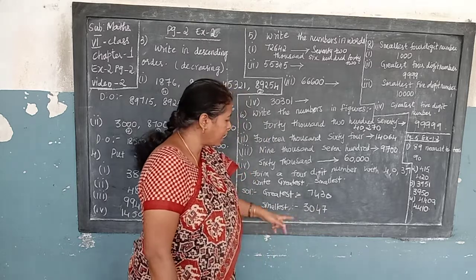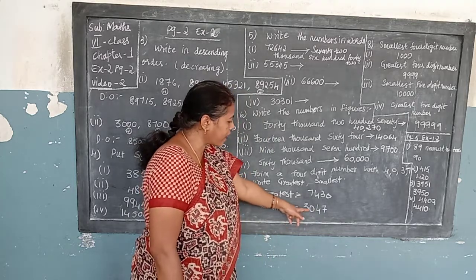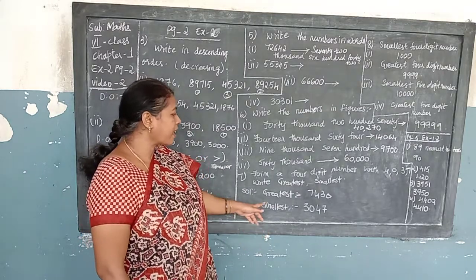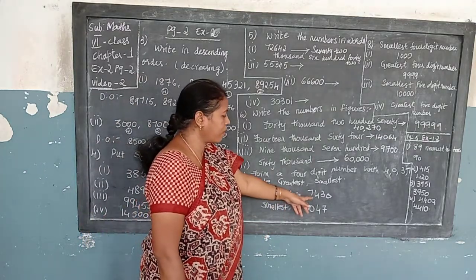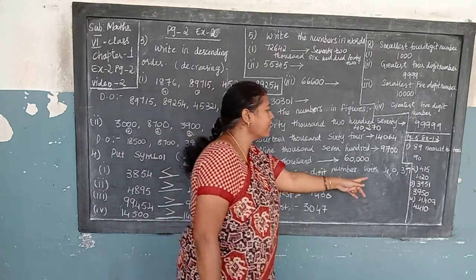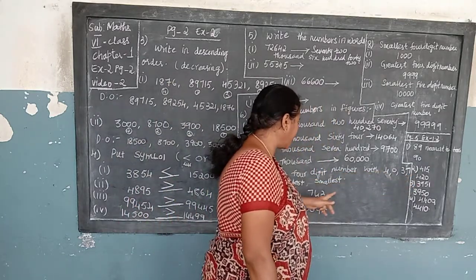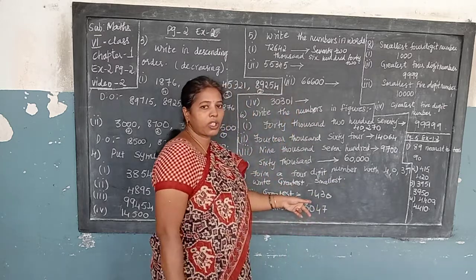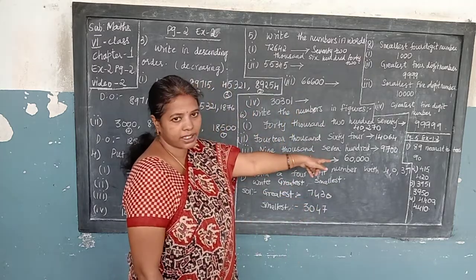3047. Okay, 3047. This is 3047. The greatest is 7,430. They are telling you to find the bigger number from this using the digits, and the smaller number. Don't put commas here, children, for this because it is a number. Those are the digits. Okay.